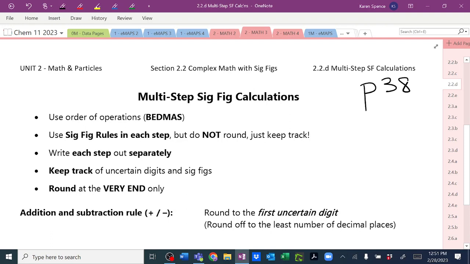In order to do multi-step calculations, you need to know your order of operations. What does B stand for? Brackets. E for exponents. D and M for division and multiplication. A and S for addition and subtraction. We're going to follow the order of operations. We will use the Sig Fig rules in each step, but we're not going to round off. When we're doing step number 1, we won't round off. When we're doing step number 2, we won't round off. We'll just keep track.